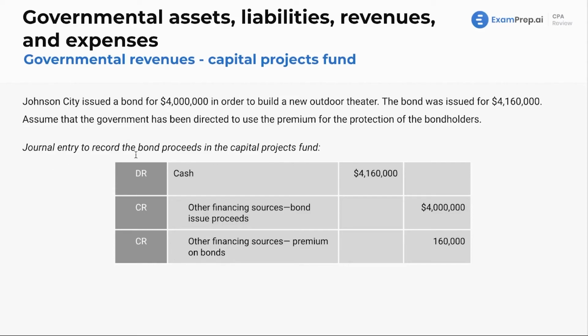This is the journal entry to record the bond proceeds in the capital projects fund. So just like in bonds, this is a bond journal entry, no different other than you see the wording's a little bit different. But in a sim or something like that, I wouldn't worry too much. They will be pretty recognizable as to what you'll have to put.